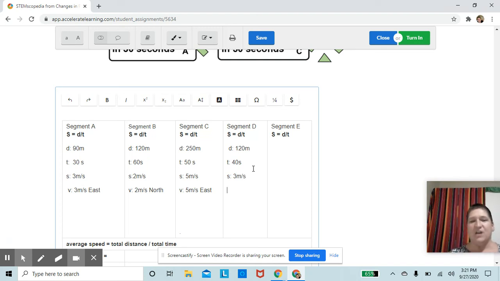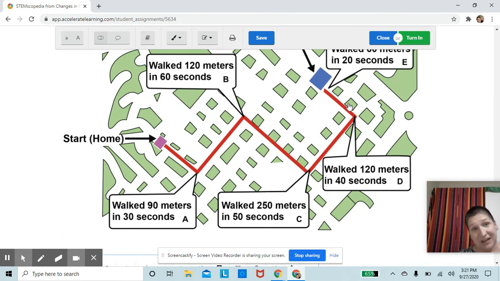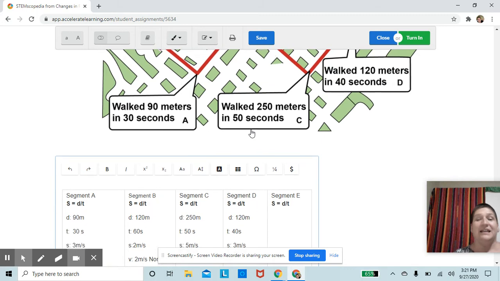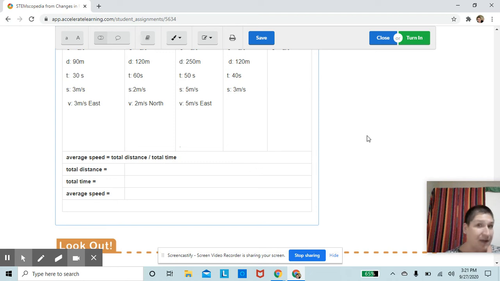All right. What would be my velocity? Well, my velocity would be whatever direction I'm going. Now, from here, you're going to finish that. You're going to do segment E. Then the final one is, what's my average speed?